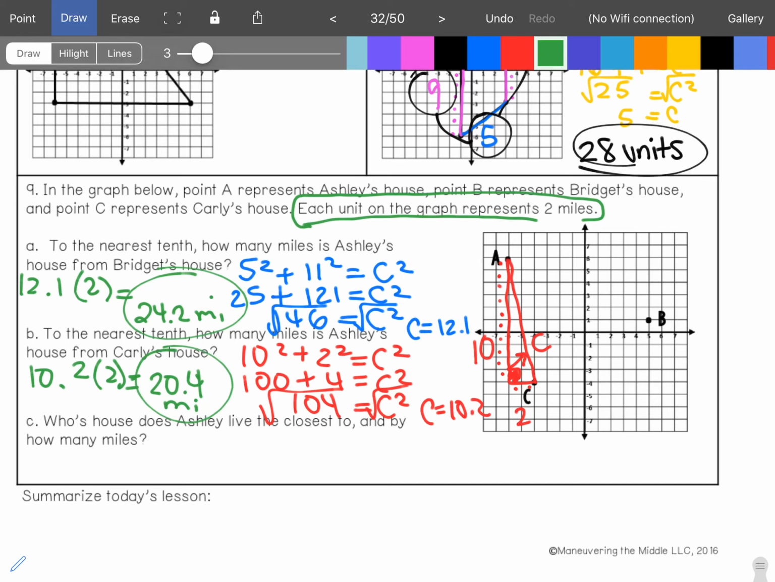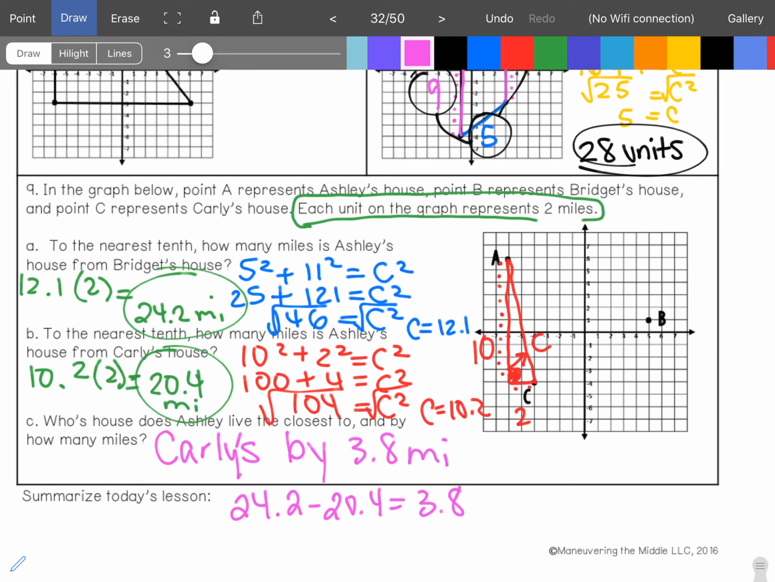All right, whose house does Ashley live the closest to, and by how many miles? Okay, so Ashley from Bridget's is 24.2 miles. Ashley to Carly's is 20.4. So whose house does she live closest to? 20.4 would be closer. So she lives closer to Carly's by how many miles? So we got to find the difference there. So if we do 24.2 minus 20.4, type that in your calculator or figure it out. We get 3.8. So Carly's by 3.8 miles. She's closest by 3.8 miles. Okay, very good.